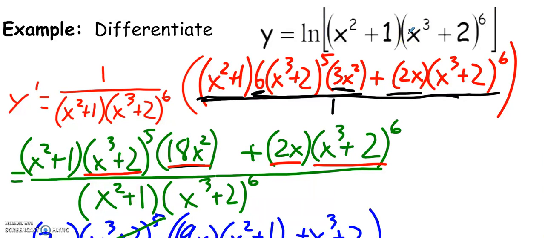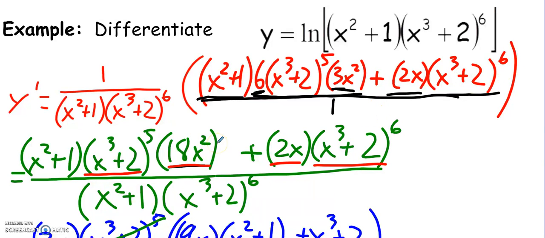So here I had to do the product rule and the chain rule. So product rule, I take the first thing times the derivative of the second. So doing the derivative of the second, I have to do the chain rule. So 6 times x cubed plus 2 to the 5th times the derivative of the inside, 3x squared, plus the derivative of the first thing. So the derivative of x squared plus 1 is 2x, and then times the second thing.